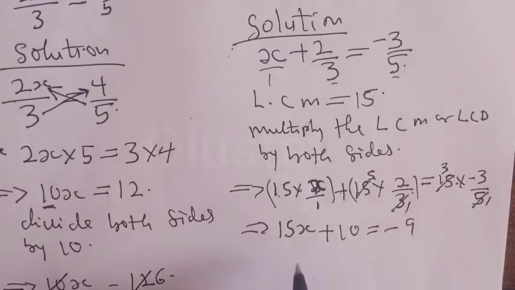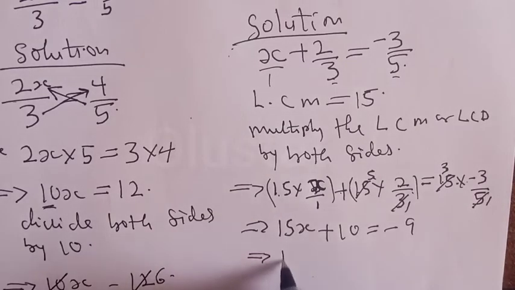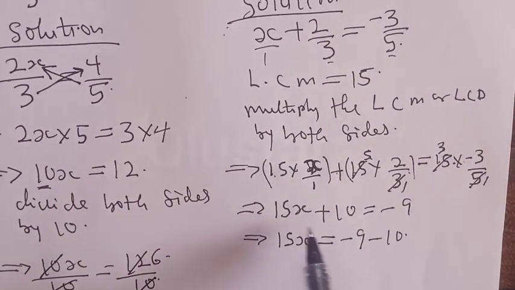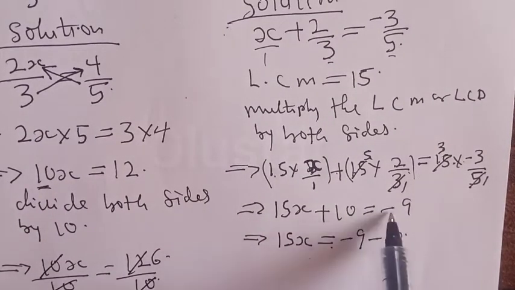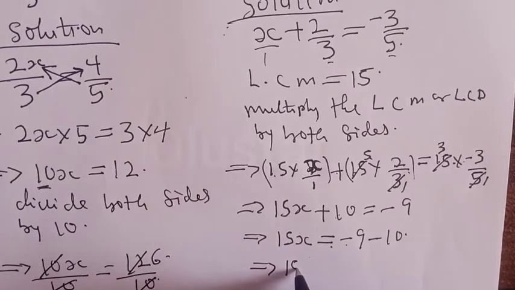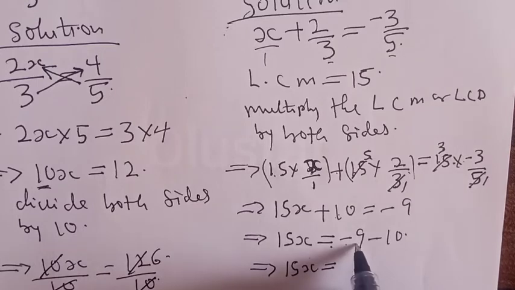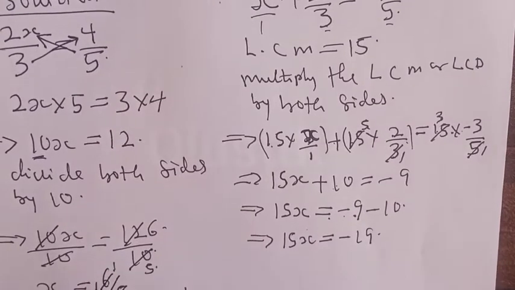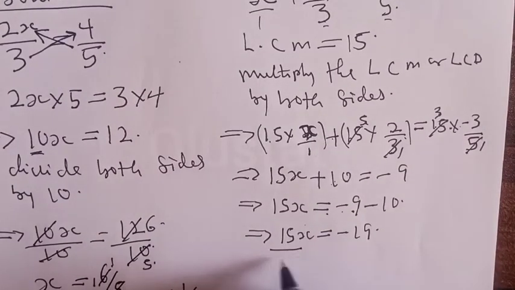Then what do we do next? We have 15x is equal to minus 9. Then this is plus 10. If the plus 10 crosses the equal sign, it will become minus 10. Hope you are getting it. Then this implies that we have 15x equal to minus 9 minus 10, which is minus 19. Therefore, we divide both sides by 15.